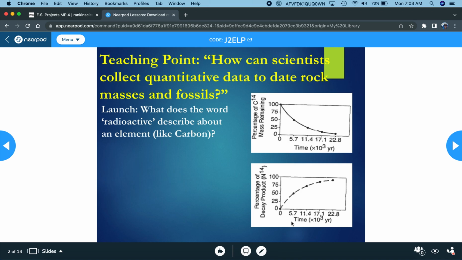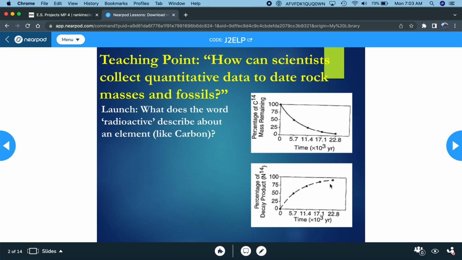And looking at these two graphs, we notice that at time 0, we have 100% of carbon-14 remaining, and we have 0% as the decay product of N14. This is what it decays into, right? Decay product. As time increases, we can see that the percentage of carbon-14 decreases with time, and here we can see that the N14 will increase in time.